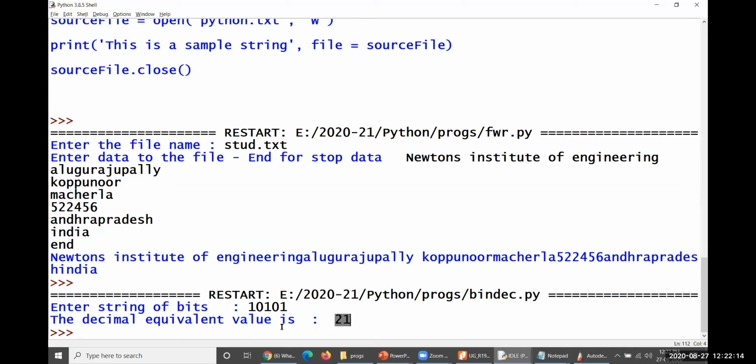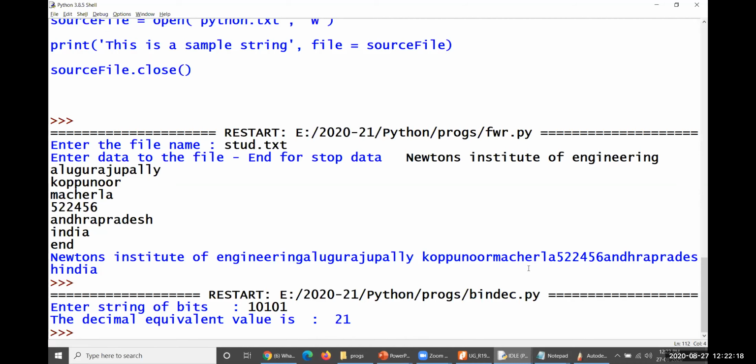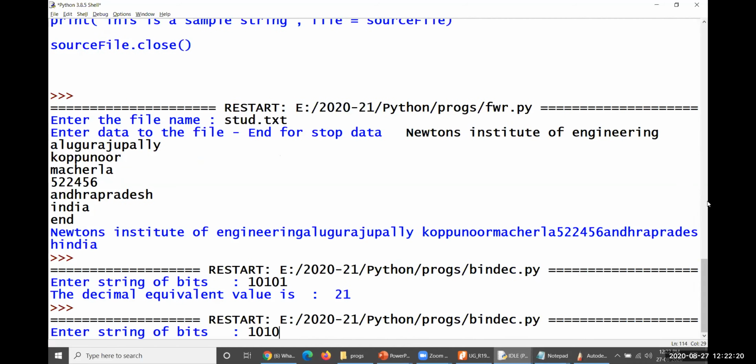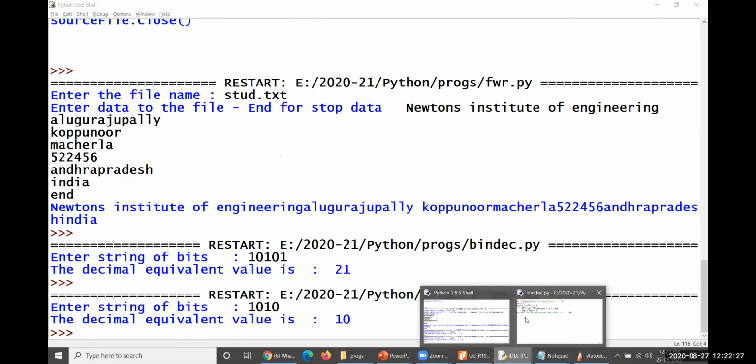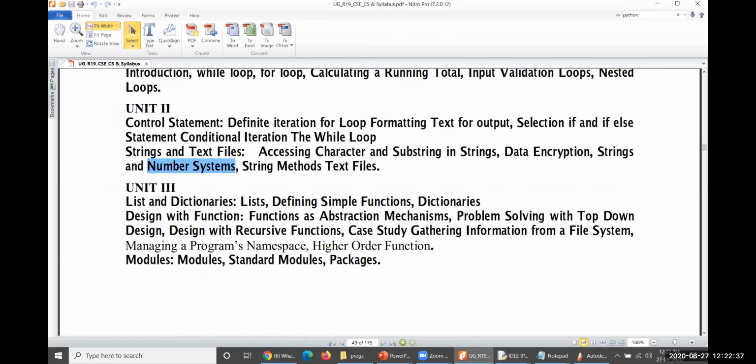If you have any questions, we can execute one more time. We know very well 1010 is 10 here; the value is 10. In this way, you can convert a binary number into its decimal equivalent value. Okay, so these are the specifications which we have to confirm with this particular class.